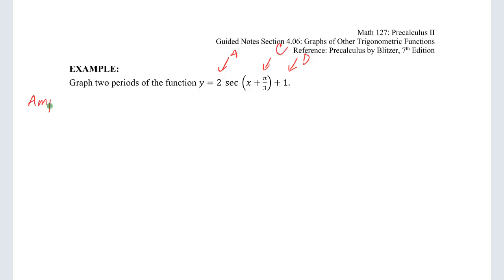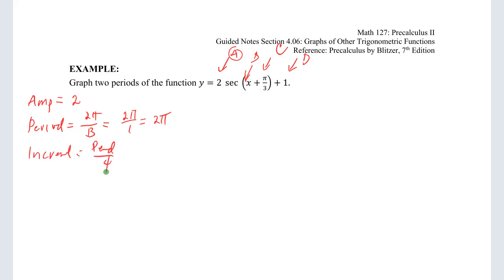Okay, so let's start. Amplitude is the absolute value of a, so therefore this is 2. Okay, and then period, that would be 2 pi divided by b. We do have value for b, which is 1, so 2 pi over 1, which is 2 pi. Okay, next we have the increment, which is period over 4, which is 2 pi over 4, which is equal to pi over 2.